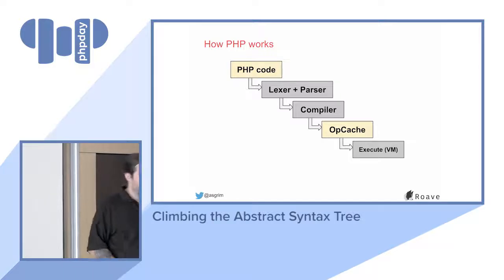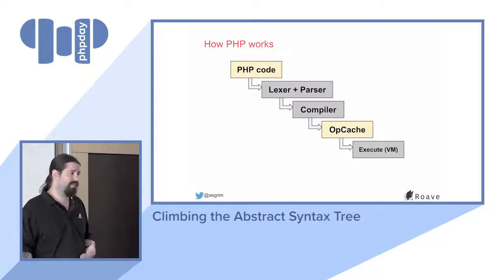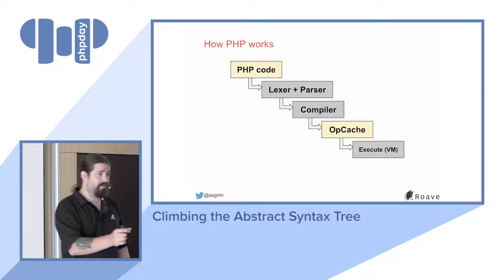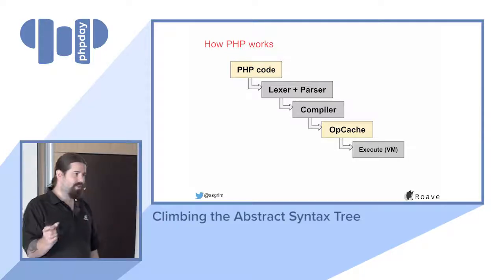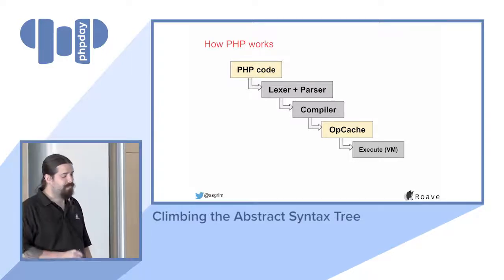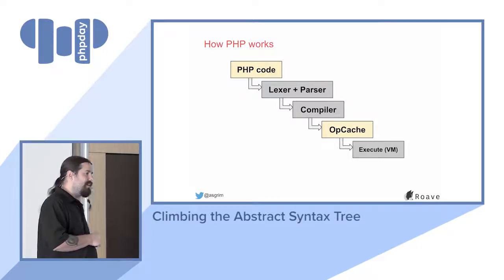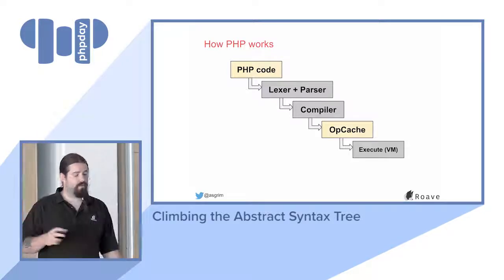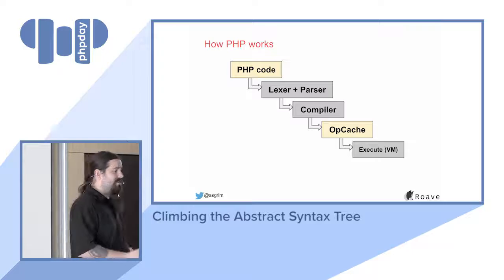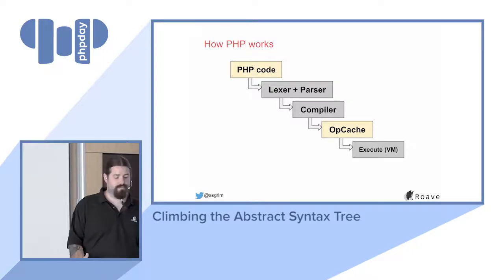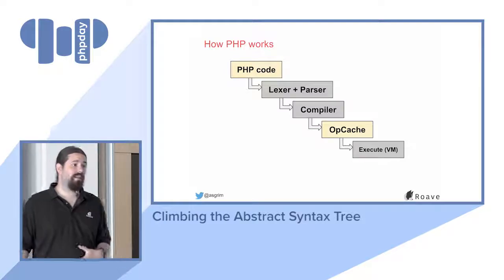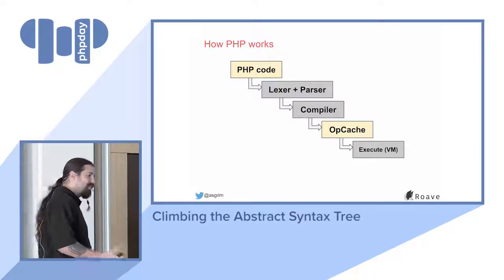PHP code is fed into something called a lexer, which basically breaks down your PHP code into these things called tokens. Each token is like a semicolon or a string or whatever. These tokens are then sent to something called a parser. The parser takes these tokens and tries to make sense of them, and it results in something called an abstract syntax tree, which is, funnily enough, the point of the talk.